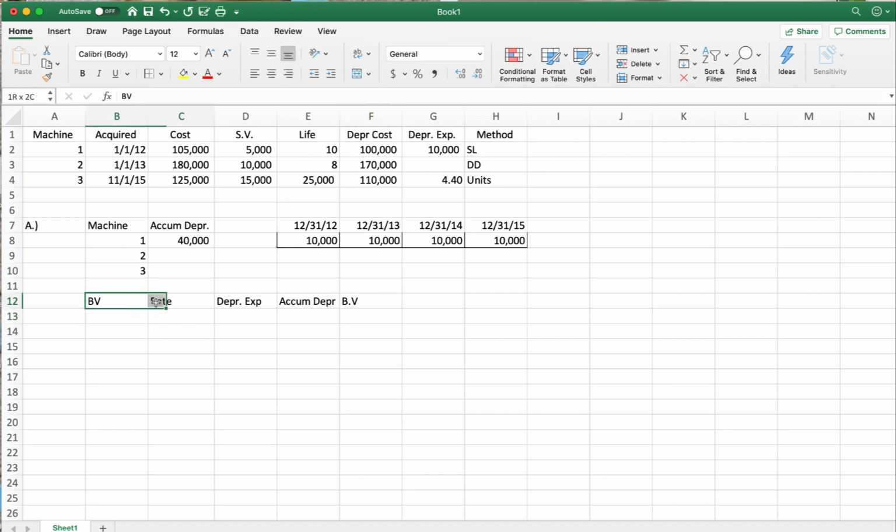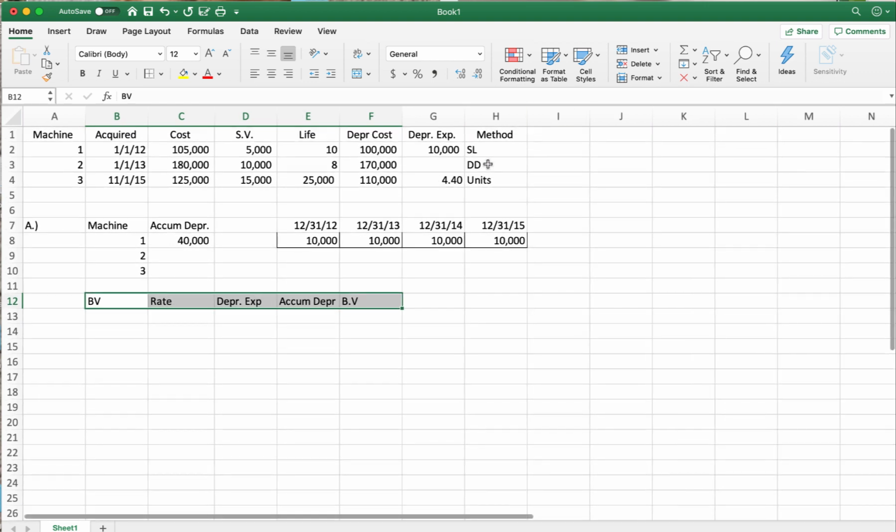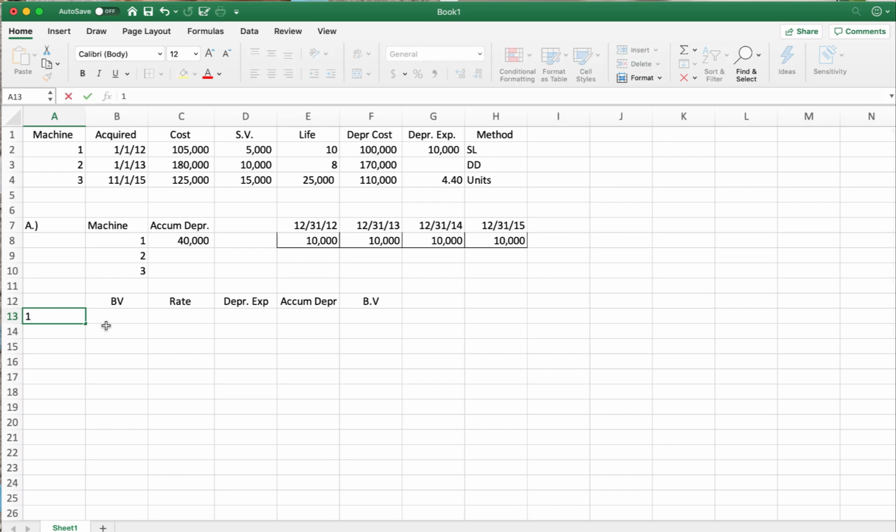So this only applies to machine 2. Why? Because we're using the double declining method. Okay? So first thing I want to say is, well, what's my book value at the beginning of year 1? So we'll say 12/31/2013, I have depreciation. 12/31/2014, I have depreciation. 12/31/2015, I have depreciation. Okay?